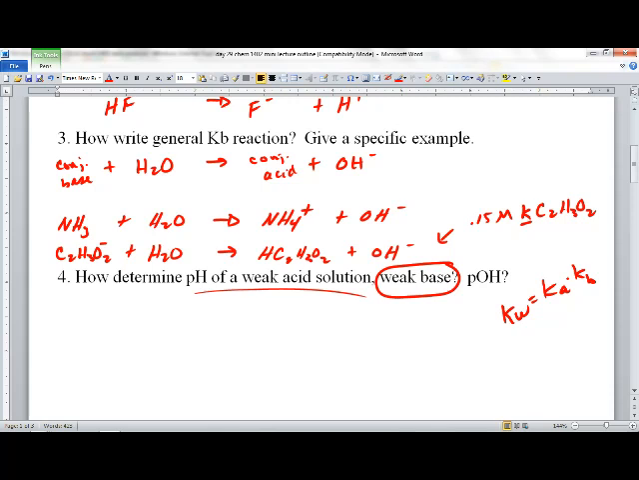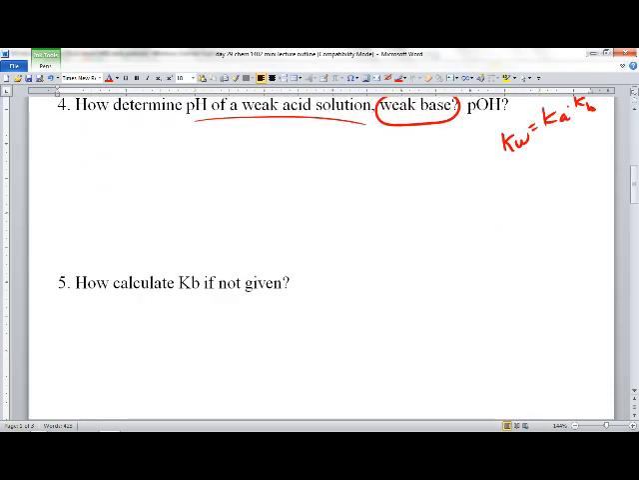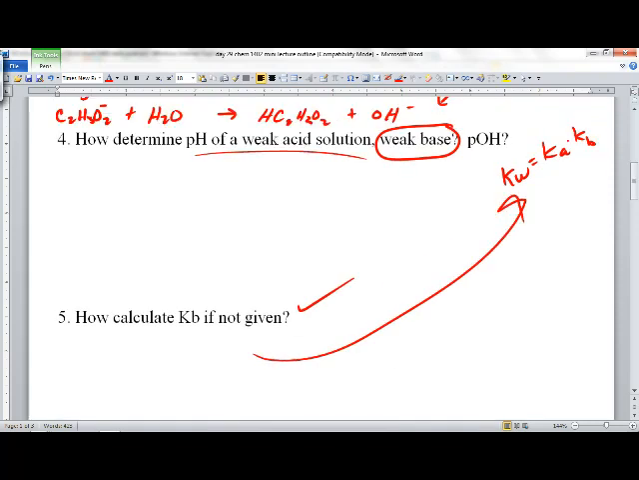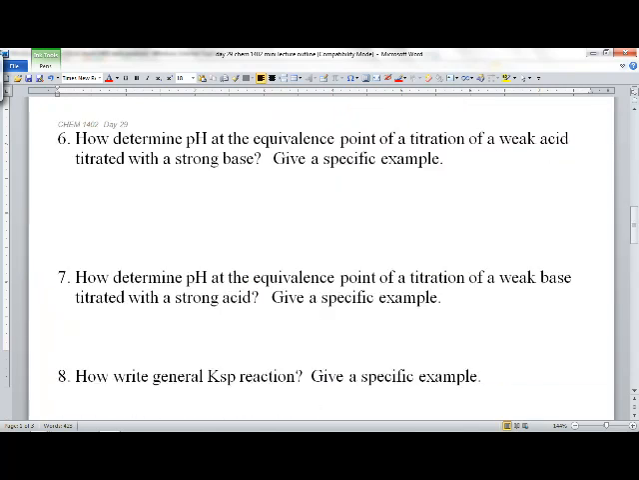What's the difference between pH and pOH? pH is negative log of H plus. pOH is negative log of OH minus concentration. Remember pH plus pOH equals 14? Yeah, okay. We already talked about how you get the Kb. It's right there. Kw is Ka times Kb.